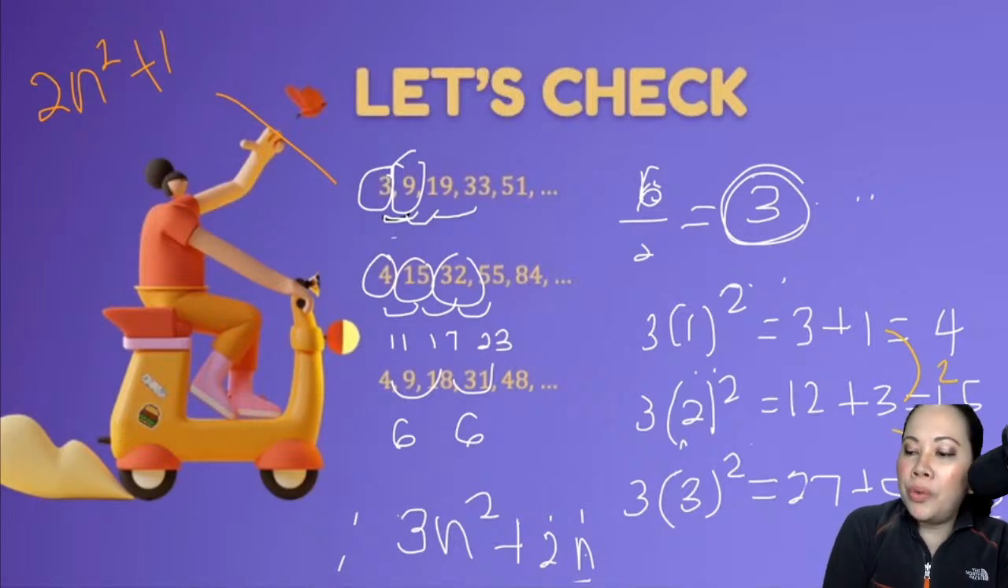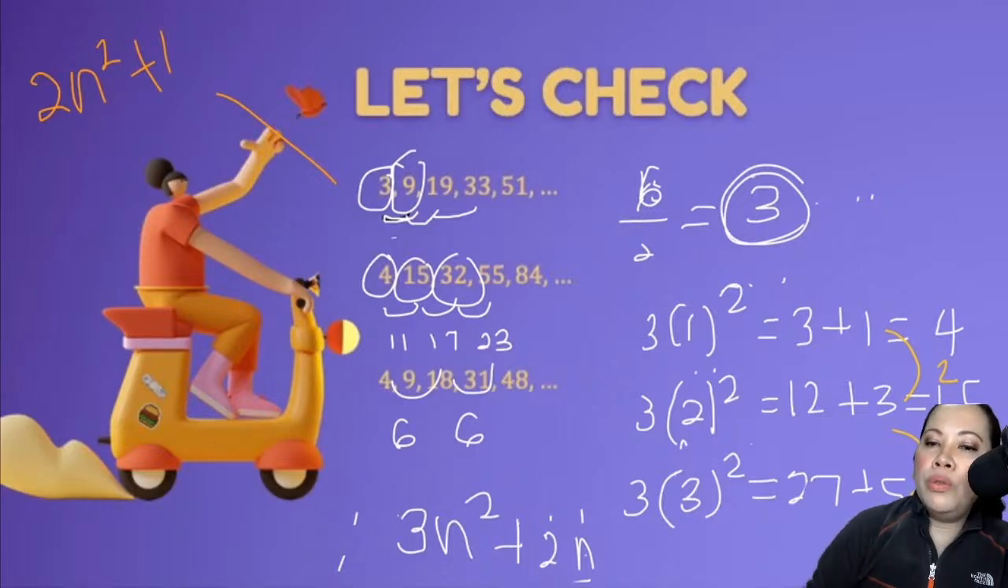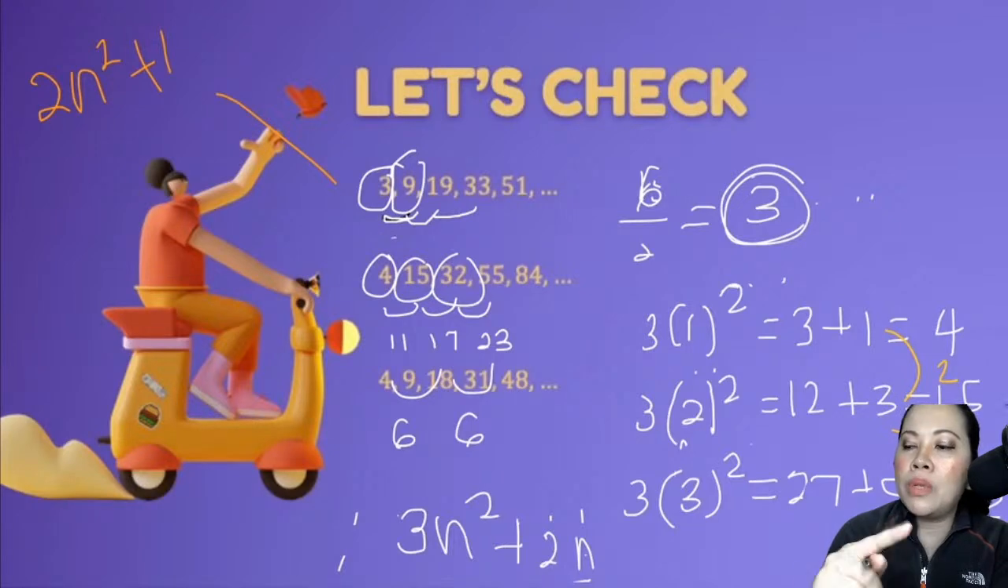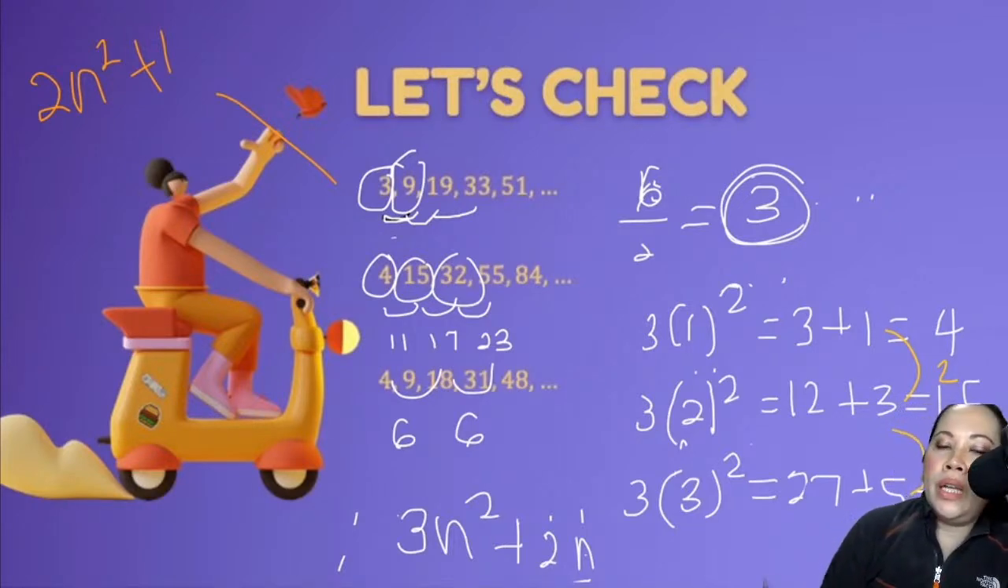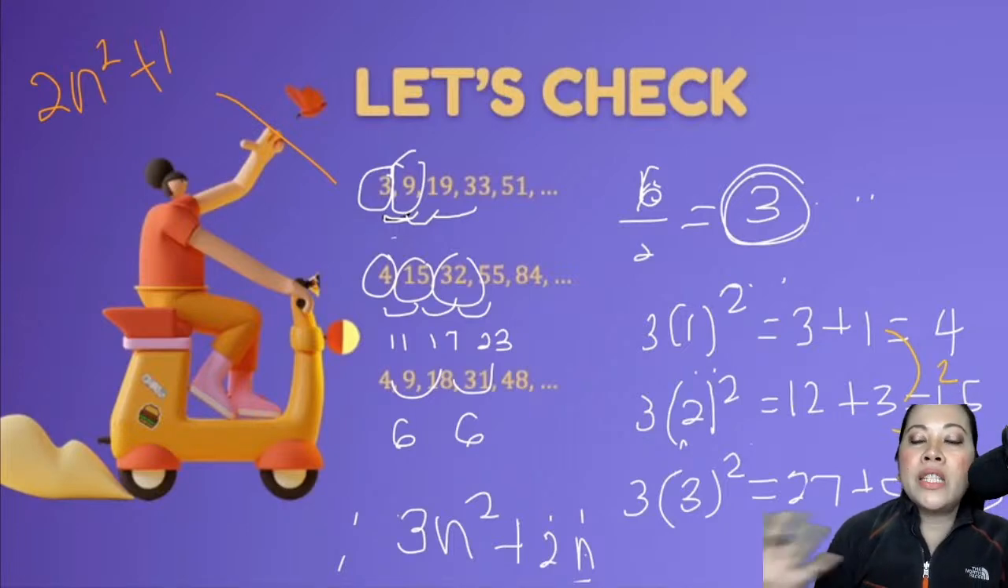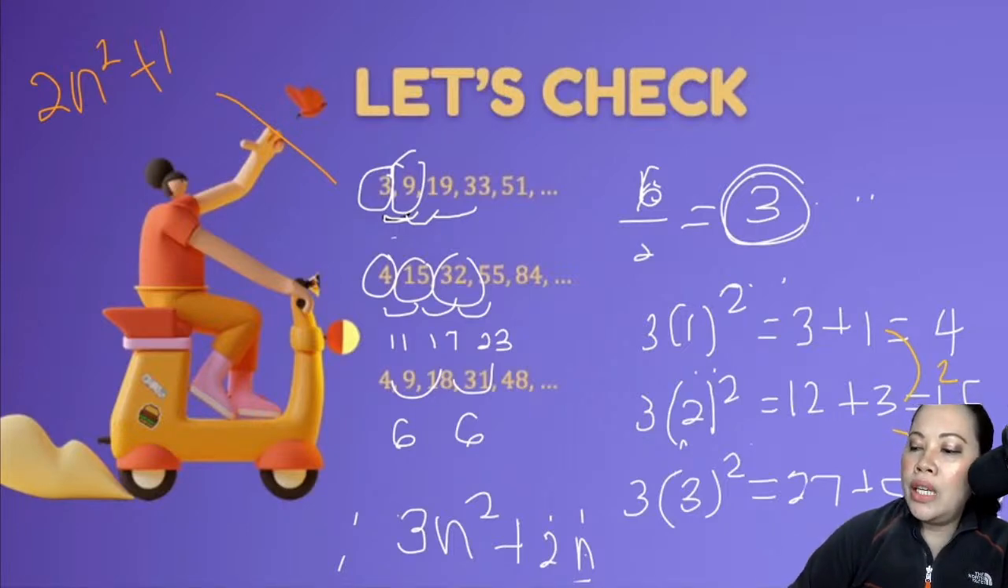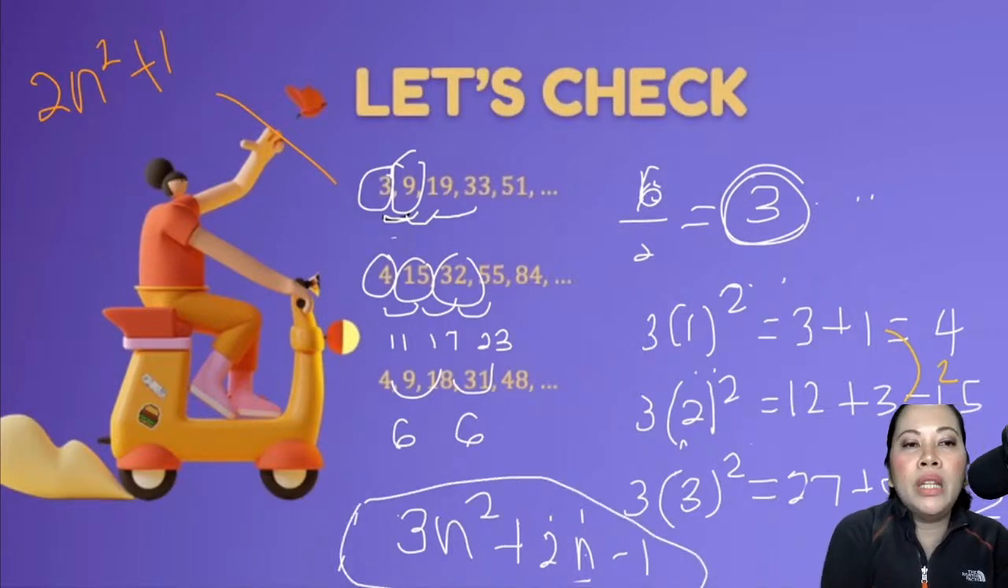Okay? So 3n squared plus 2n. Now, if you would actually substitute n with 1, so 3 times 1 is 3 plus 2n, that's 5. That's beyond 4. So what you need is you subtract it by 1. So therefore, the formula would be 3n squared plus 2n minus 1.